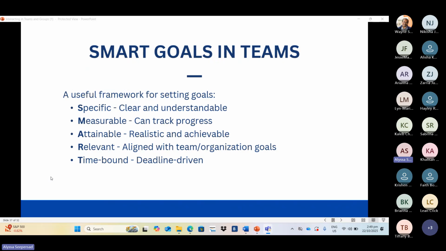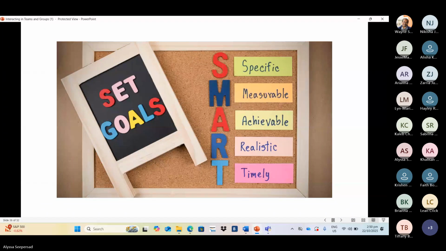So, to stay focused, teams need clear goals. The SMART framework helps with that. Goals should be as listed: specific, measurable, attainable, relevant, and time bound. For example, responding to all emails within 24 hours about an upcoming event is a SMART goal. Because why? It's clear, it's trackable, and it has a deadline. So this is just a visual representation of each letter when you set goals.